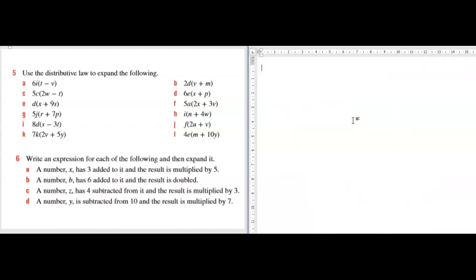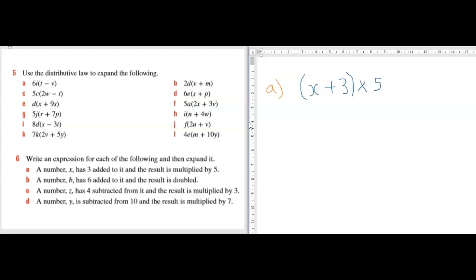All right, now I put down question 6 because sometimes students have a problem with worded problems like this, creating an expression from a worded sentence. So let's have a look at question A first of all. A number x. You're probably thinking x isn't a number, it's a letter, but remember that x represents a number, we just don't know what that number is. It has 3 added to it, so we add 3, and the result is multiplied by 5. When we get a result, we give it a big hug, so we put brackets around it, and it's multiplied by 5.